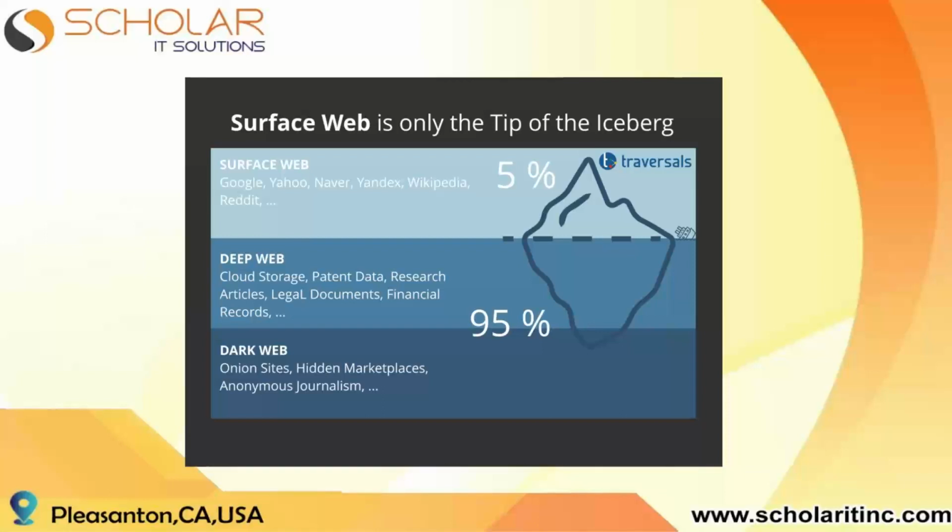So what is the deep web? The deep web is close to about 95% of the entire content on the internet, and most of it is back-end services. The data which is stored, like research articles, legal documents, financial records, your photos, your videos, or any kind of things, are stored in the deep web.